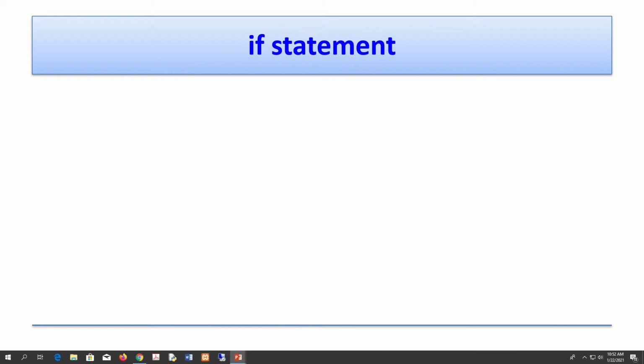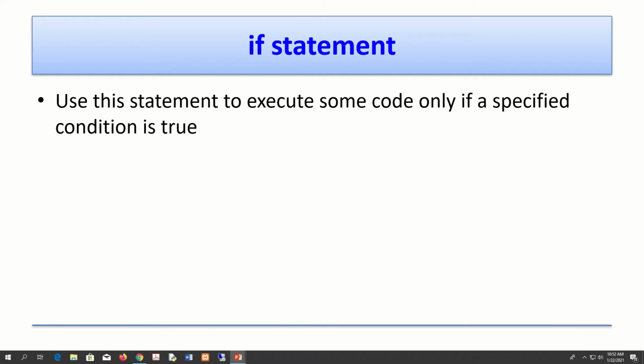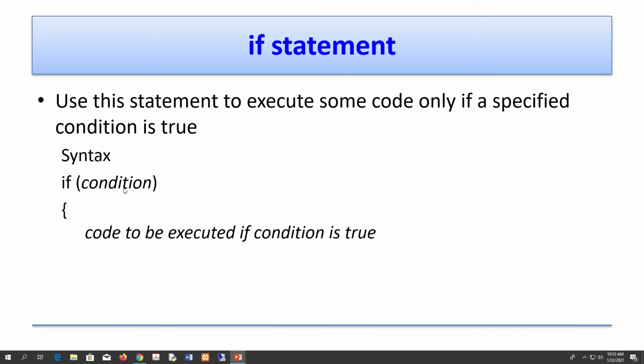Okay. First one is if statement, right? Basically if statements are used to execute some code, or we call set of codes, only if a specified condition is true. That means we can define a particular condition. So if it is true, we can ask to execute a set of codes, right? So this is the syntax. We can say if, and then within bracket we can define a condition, right?